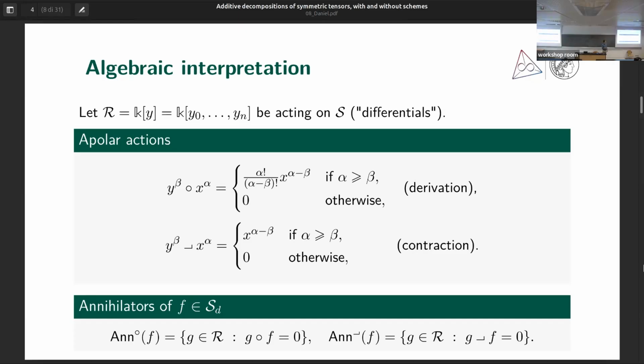So we look at forms in R. R will be our dual ring, so the ring R will act on S. We look at elements of R that kill F by derivation if it is circ, or by contraction if it is contraction.